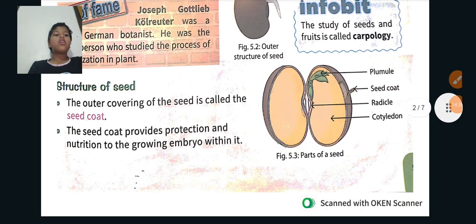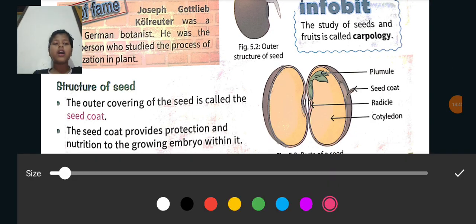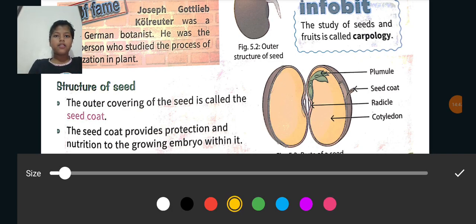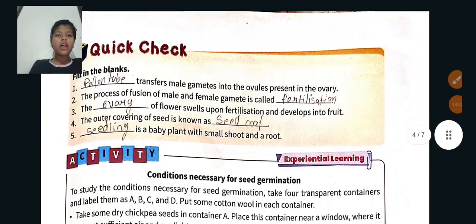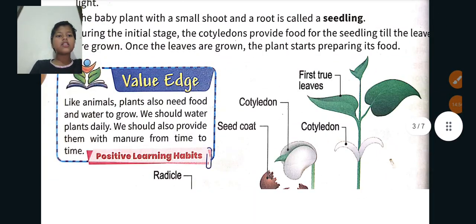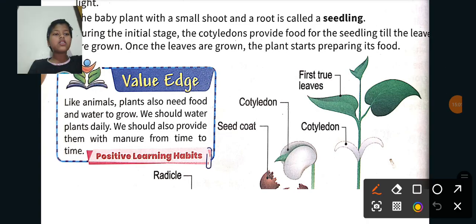During the initial stages, the cotyledon, which we have seen in this image or diagram of the seed, right? Well, this cotyledon has the main function of providing food for the baby plant. Now over here you can see a cotyledon just being removed from the parent baby plant, because it has no need for it then. The cotyledon will then fall off from the plant.